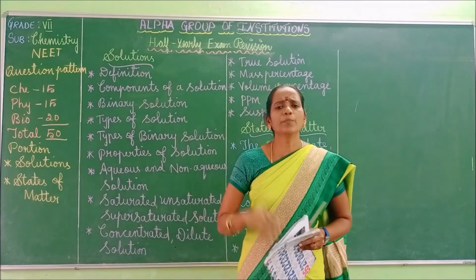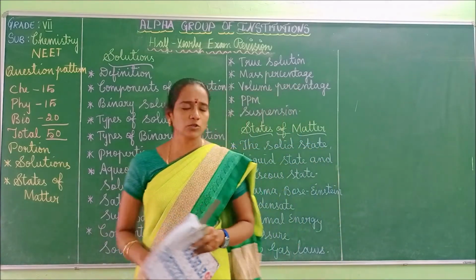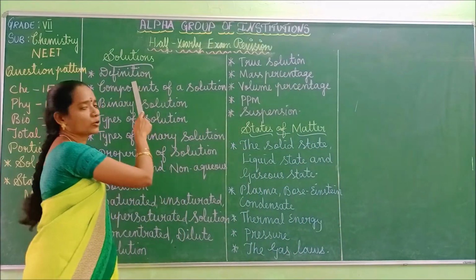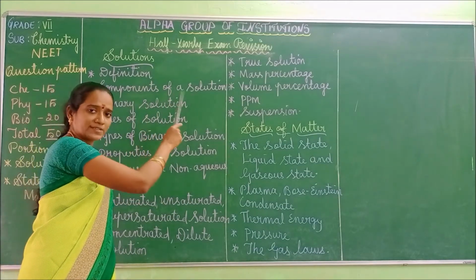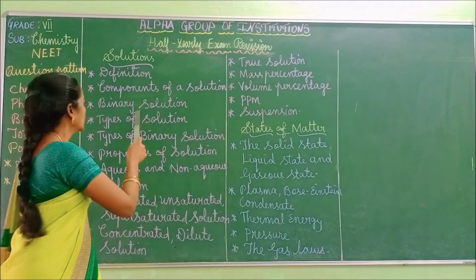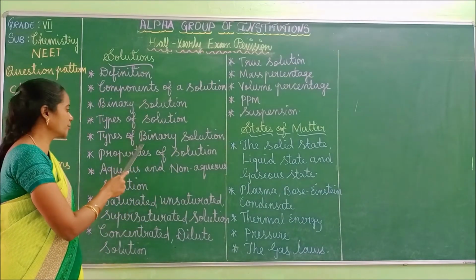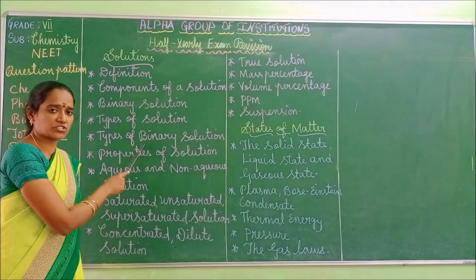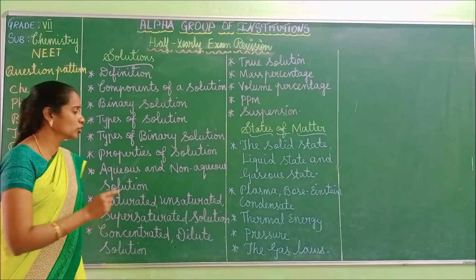What are the important contents you have to cover for the NEET exam? I'll tell you now. First, you have to learn the definition of solution. Components of a solution means solute and solvent. Next, binary solution and types of solution. Types of binary solution: nine types of binary solutions are there. Everything you have to learn.